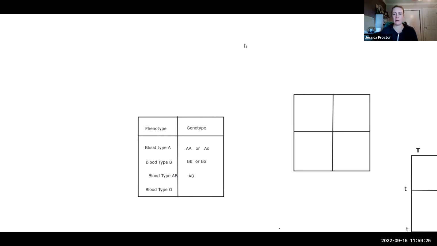And then if you're blood type O, the only possibility that you would be blood type O, you would have to have two copies of the recessive allele. You would need to be OO. All right, you guys with me on the possibilities?